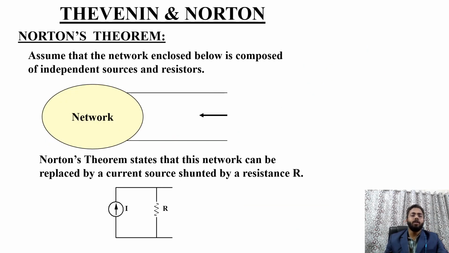Now we'll discuss the Norton's theorem, and we know the network consists of resistors and independent sources, and here also the network is there. So assume that the network enclosed below is composed of independent sources and resistors, and Norton's theorem states that the network can be replaced by a current source shunted by a resistance R.